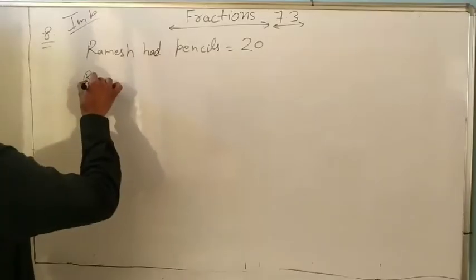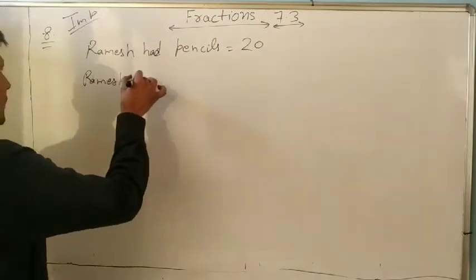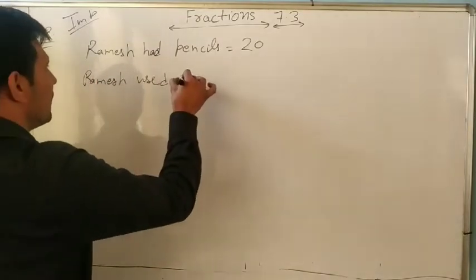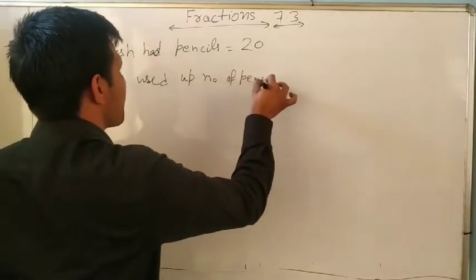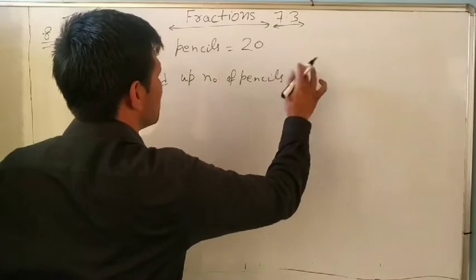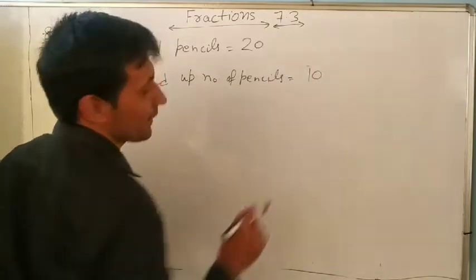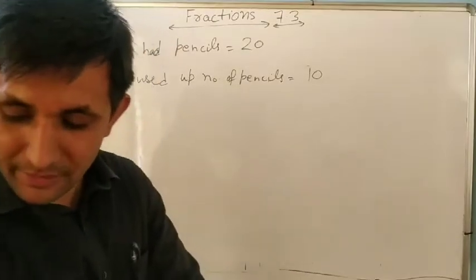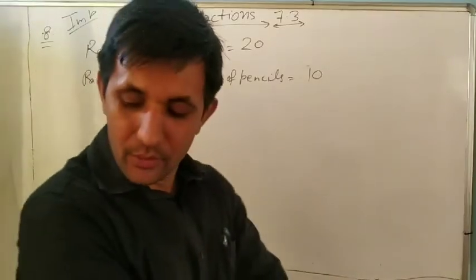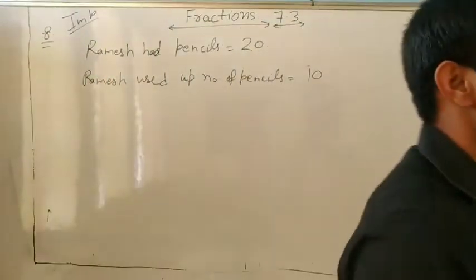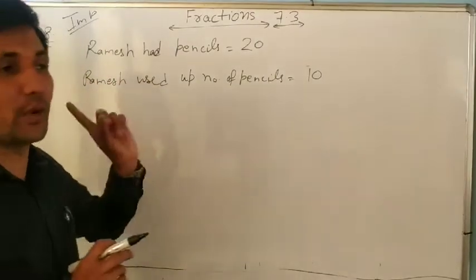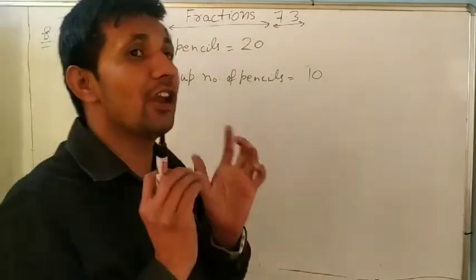So Ramesh used up a number of pencils. How much? Ramesh used 10. Okay. Next is given, Silu used up 20 pencils. Jamal used up 40 pencils. What fraction did they each use up? We have to find the fraction for each: Ramesh, Silu and Jamal, which they used.